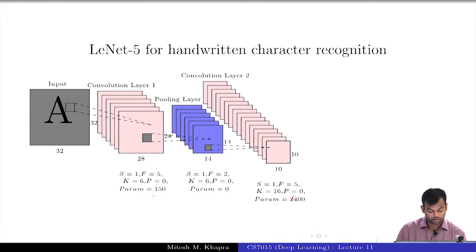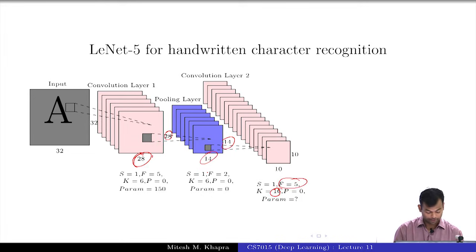Pooling layer, S should have been 2 because of that half reduction, you're saying? Yeah, maybe. Can we just check this? Okay, I think it should be 2. Yeah, there was a question.